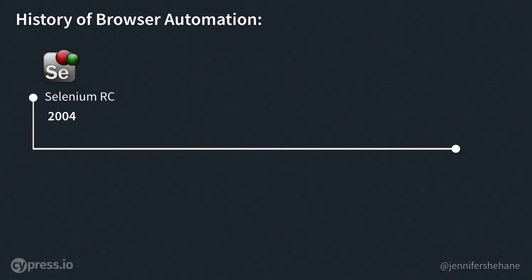So if we look back at the history of browser automation, the earliest popular approach that really took off was called Selenium Remote Control, or Selenium RC, and that was made in 2004. Jason Huggins was testing an internal application at ThoughtWorks when he wrote it. He developed a JavaScript library that could drive interactions with the page.